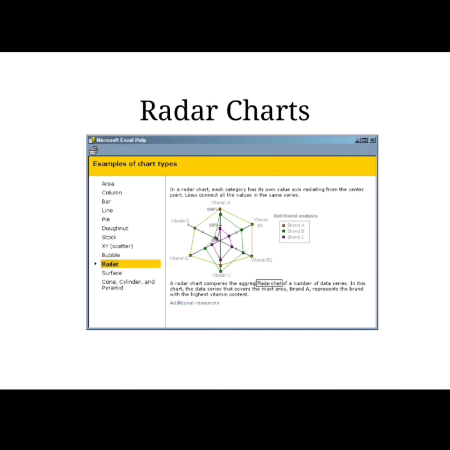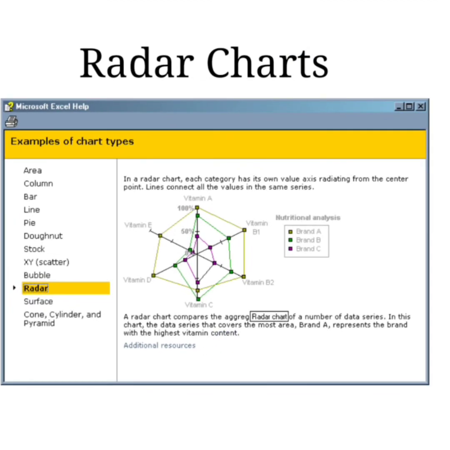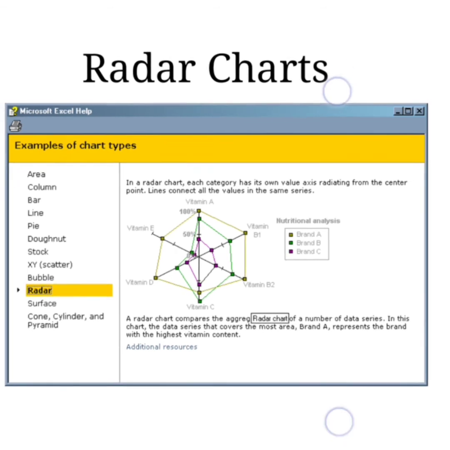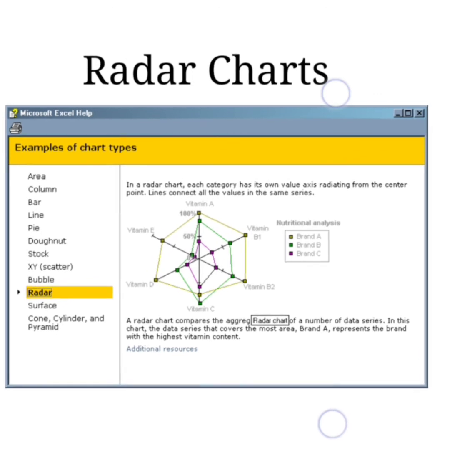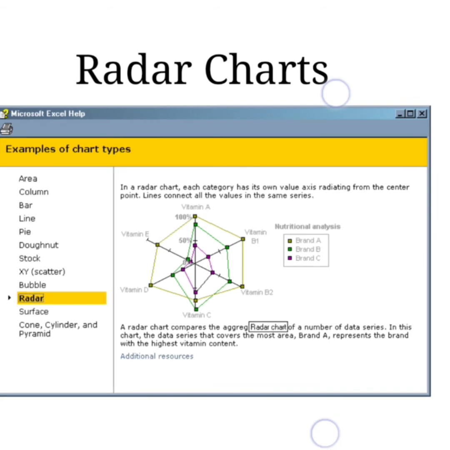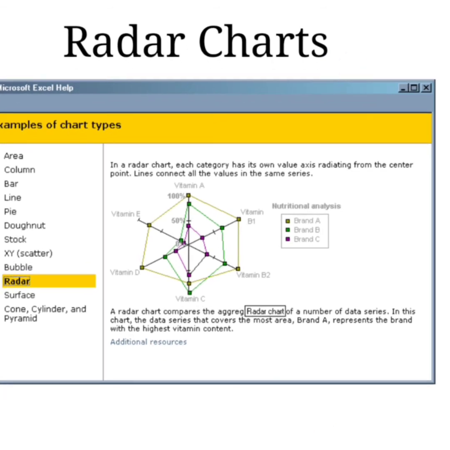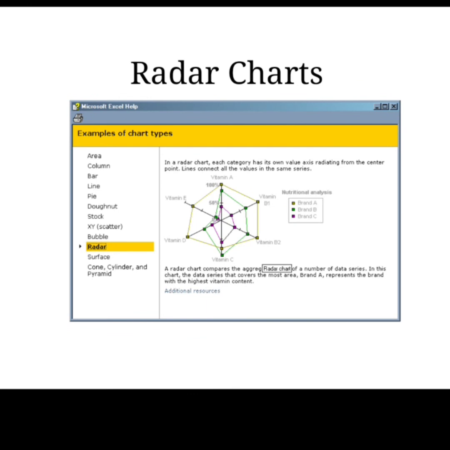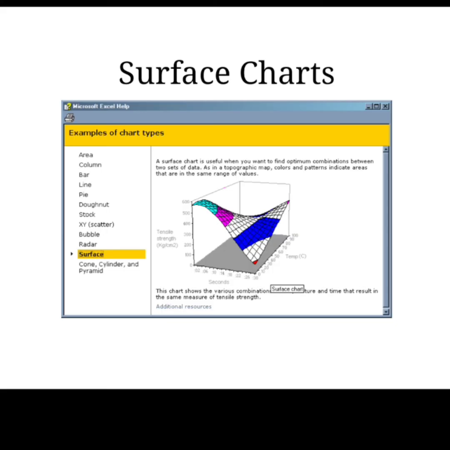Radar charts. In a radar chart, each category has its own value axis radiating from a center point, and lines connect the values of the same series. The radar chart compares a number of data series. Here we are seeing the diagram of the radar chart, and all these types of charts, area, column, bar, line, pie, donut, stock, bubble, radar or surface chart, we can see in MS Excel.